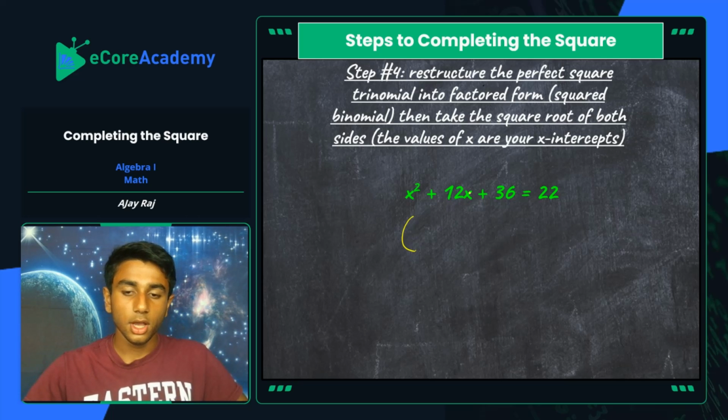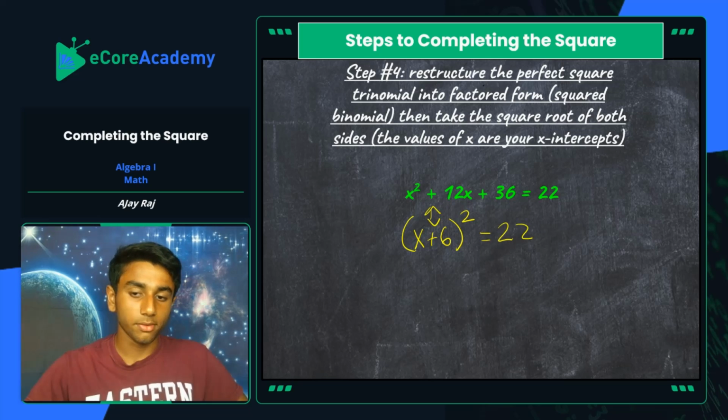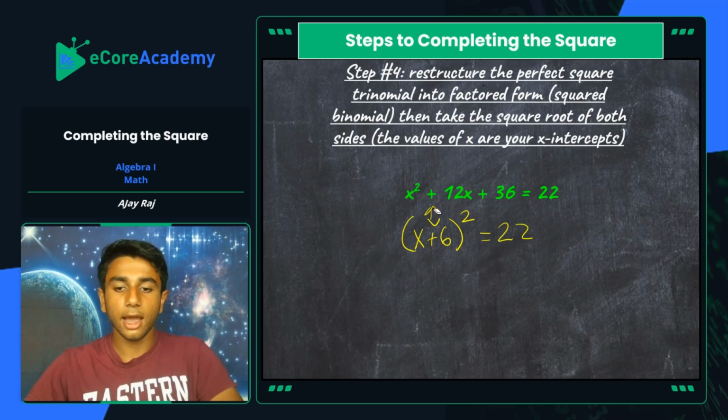So we're going to factor this out. Here, you know that we divided 12 over 2, that's 6. So we're going to add that to our x. That means x plus 6 squared equals 22. So these two expressions are essentially equivalent to each other. If you expand this out, you get x squared plus 6x plus 6x plus 36, which is x squared plus 12x plus 36.